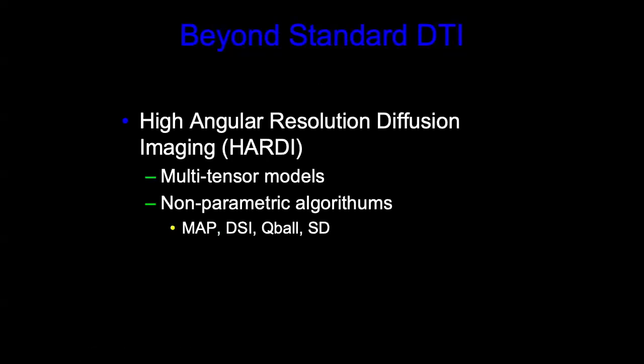But typically what people will try to do is still use the single-shot EPI and go with a different type of model instead of the tensor to describe that distribution. So this is kind of a category of high angular resolution diffusion imaging, or HARDI imaging. You can go simply to multiple tensor models and model the data that way. Or you can go with non-parametric algorithms like MAP, which is mean apparent propagator, or diffusion spectrum imaging, or Q-ball, or spherical deconvolution. There's a number of them that are nice mathematical representations.